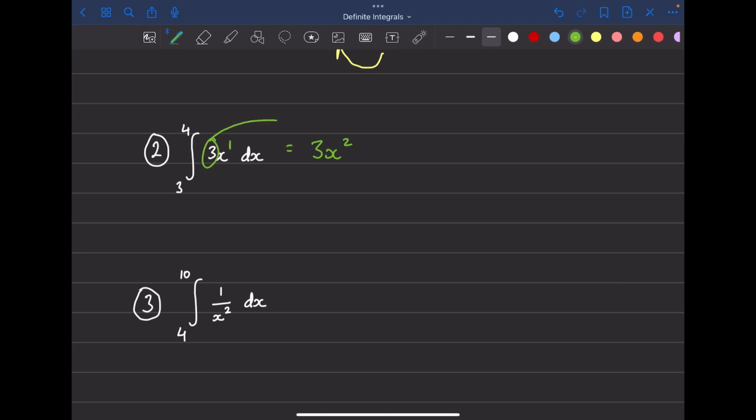We're not going to change anything. You just copy paste that there. And then divide by that new exponent. That new exponent is going to be a 2, so over 2. And that's it. And now you want to find the value of this at the boundaries.